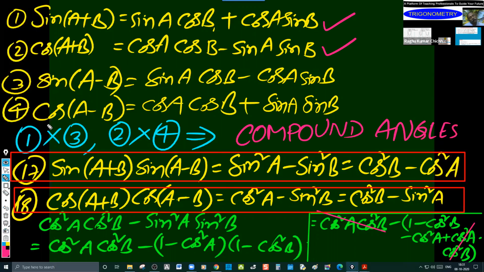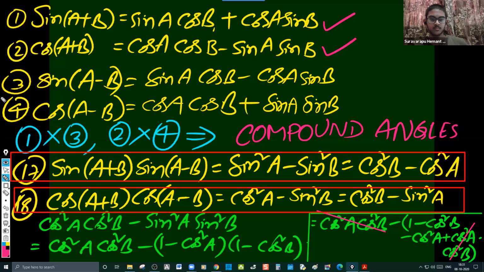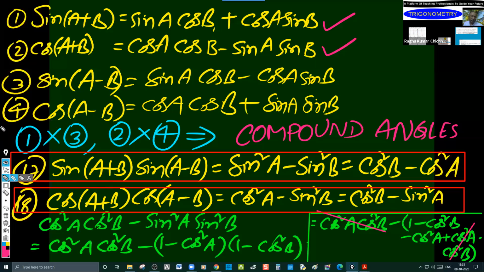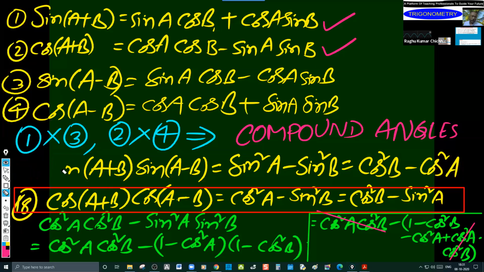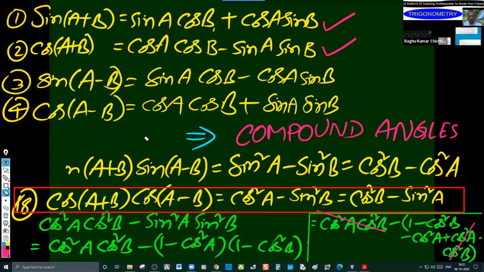Next is multiple and submultiple angles. And from this one, you must think like this: sir, is it possible to derive sine of A plus B plus C? Yes, we can. Is it possible to derive tan of A plus B plus C? Yes, you can. How? I'll give you just a hint. Anyway, we'll be doing that in the problems. That is why you need not remember them as formulae, but you must know how to do them, how to solve them, how to get those three angles.